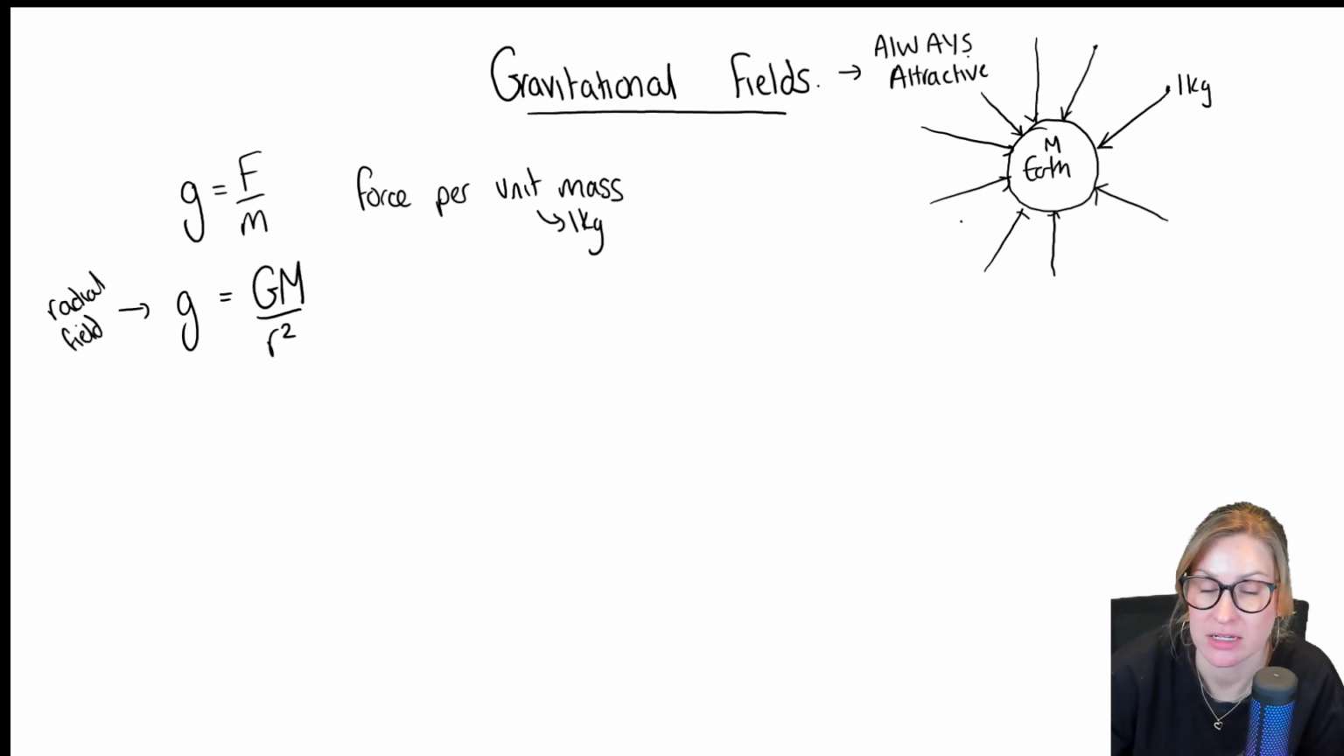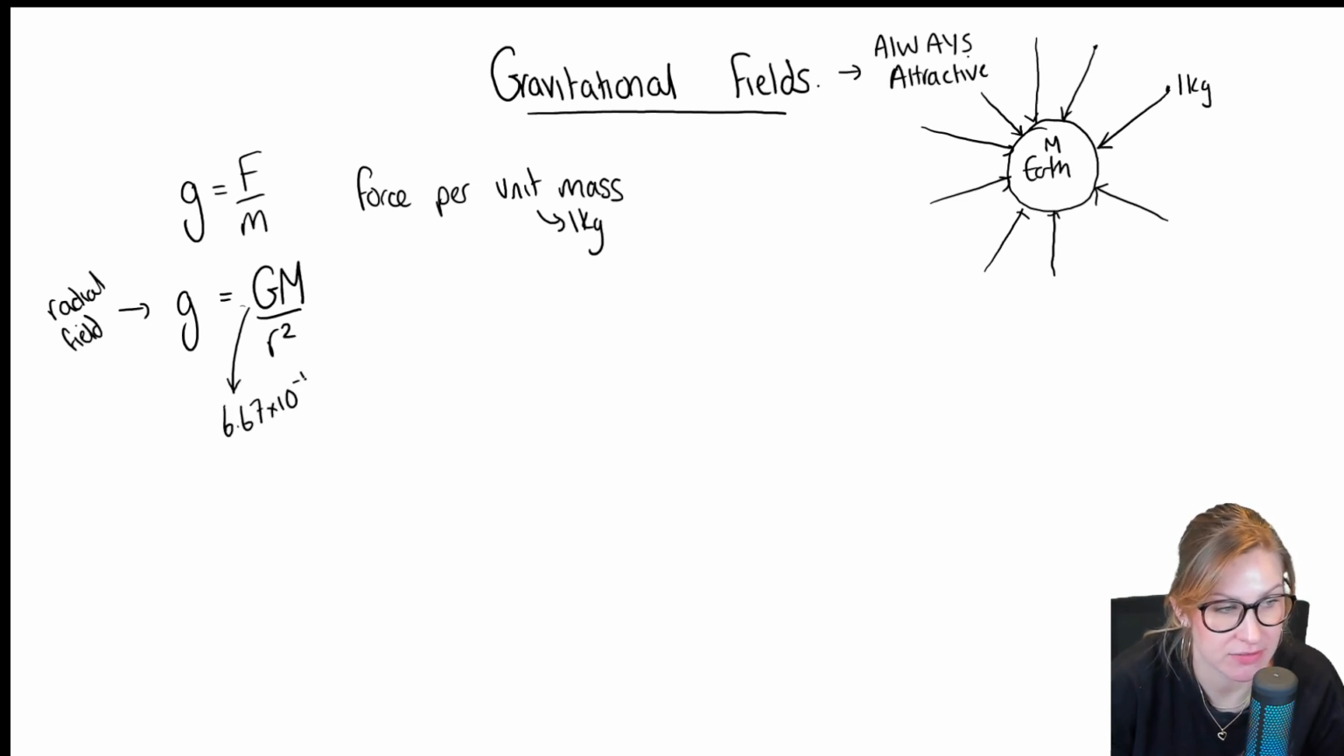Because it's an attractive field, our g for a radial field uses capital G, the universal gravitational constant, which on your data sheet is 6.67 times 10 to the negative 11, multiplied by capital M. Capital M is the big mass, in this case the mass of our Earth, divided by r squared, the distance away from the Earth. So for our radial field, the bigger the value of r is, the smaller the value of g is going to be.